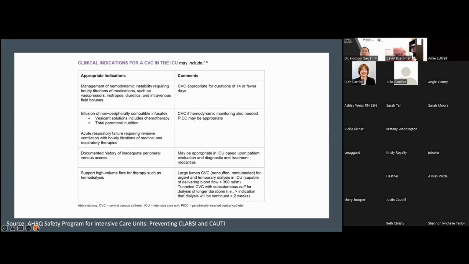Now, one of the other very important points is the clinical indications for these two different types of catheters, right? So this is for a central venous catheter in the ICU, and these are pretty straightforward, right? Nowhere in here do you see anything about convenience, and we see that primarily, in my experience, with the CAUTI infections versus the central line associated infections.